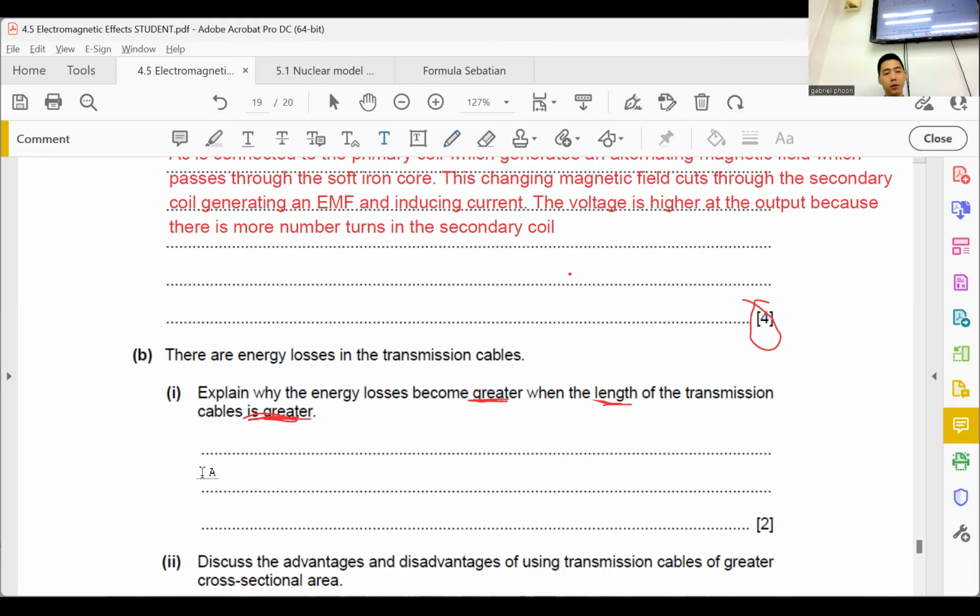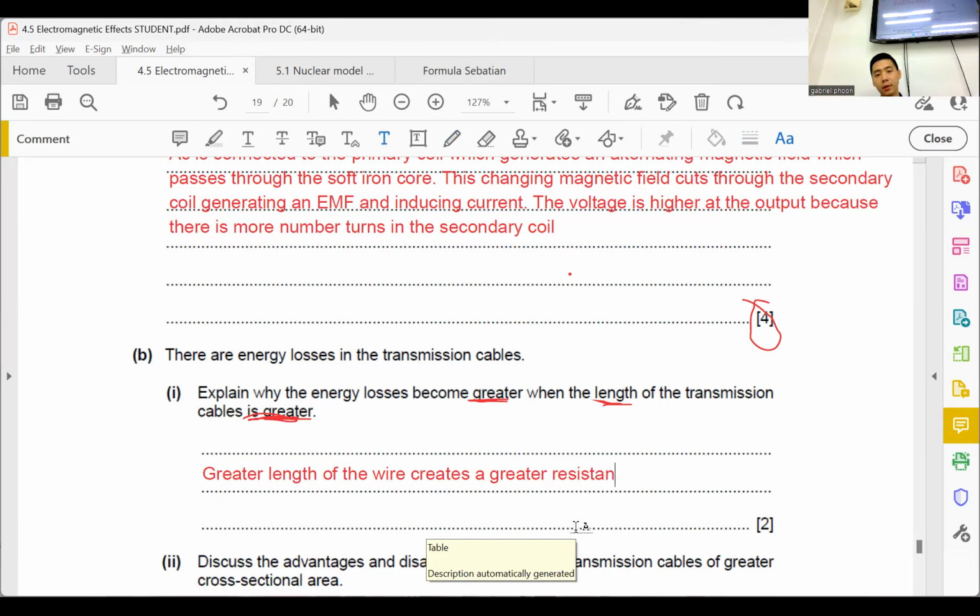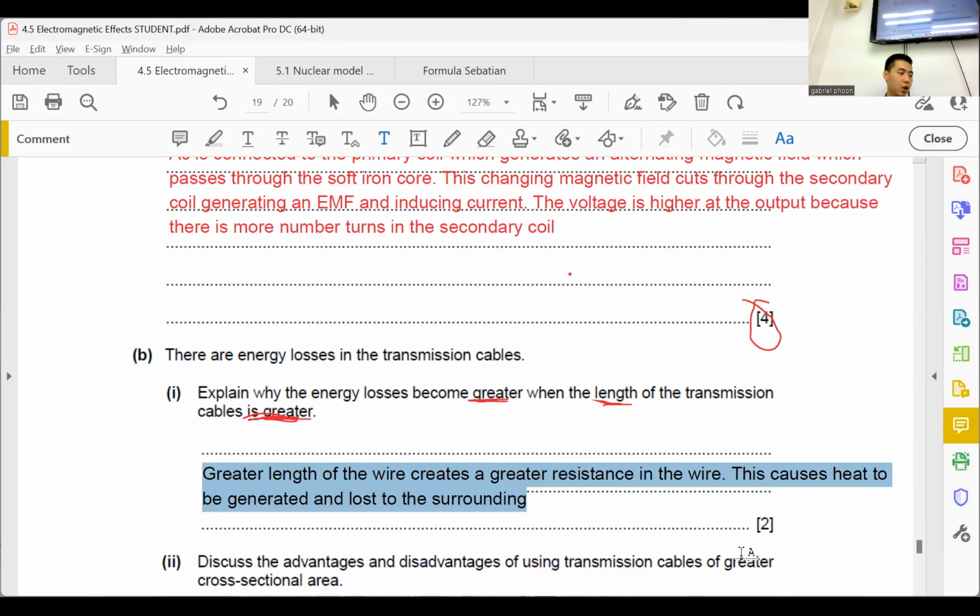So literally you can just say that greater length of the wire creates a greater resistance in the wire. This causes heat to be generated and lost to the surrounding. Or anything along these lines, it doesn't matter.